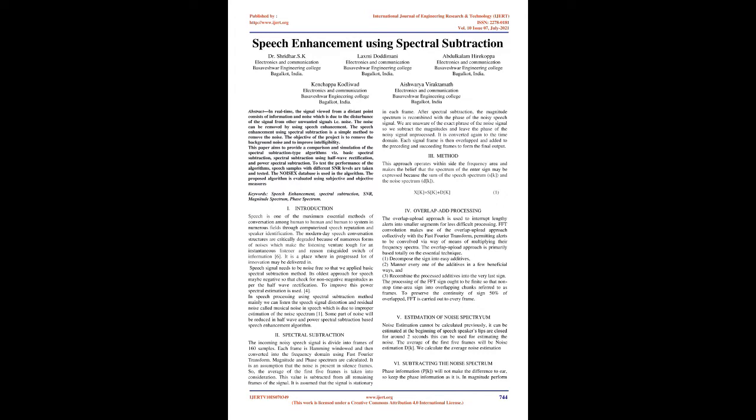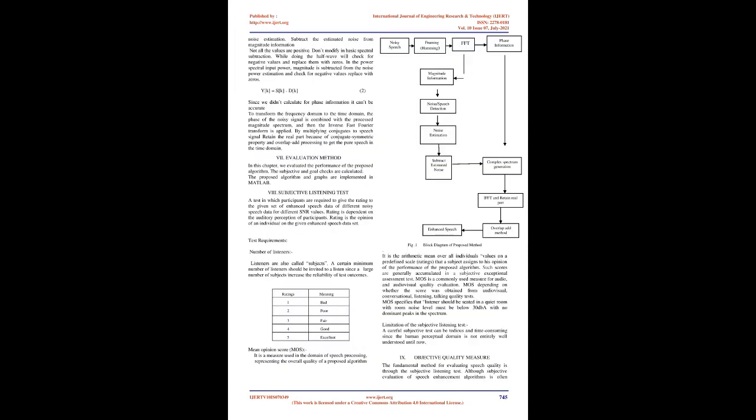2. Spectral subtraction. The incoming noisy speech signal is divided into frames of 160 samples. Each frame is Hamming windowed and then converted into the frequency domain using fast Fourier transform. Magnitude and phase spectrum are calculated. It is an assumption that the noise is present in silence frames. So, the average of the first 5 frames is taken into consideration. This value is subtracted from all remaining frames of the signal. It is assumed that the signal is stationary.